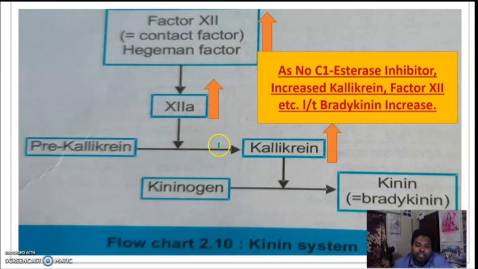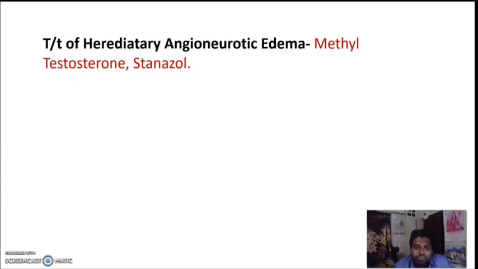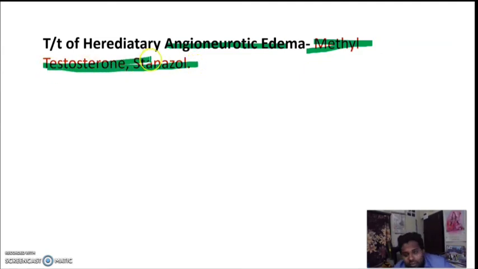That will lead to laryngeal edema, which is a severe complication that leads to life-threatening asphyxia, along with nausea, vomiting, etc., and mucosal edema, skin and mucosal edema of the GIT, etc. This can be treated with C1 esterase inhibitor concentrate that is prepared from human plasma, because the whole complement system is present in human plasma. Long-term treatment of hereditary angioedema is methyltestosterone and stanozolol, etc. These are androgen analogs.